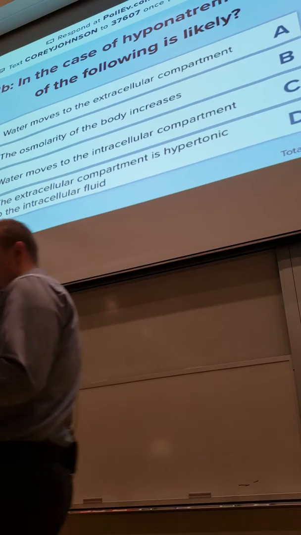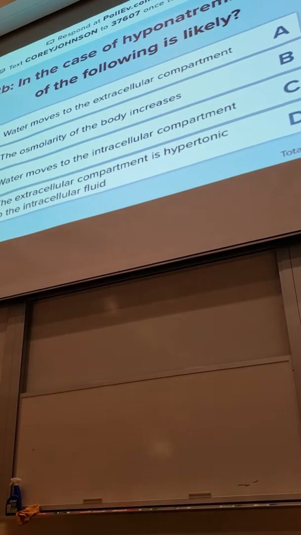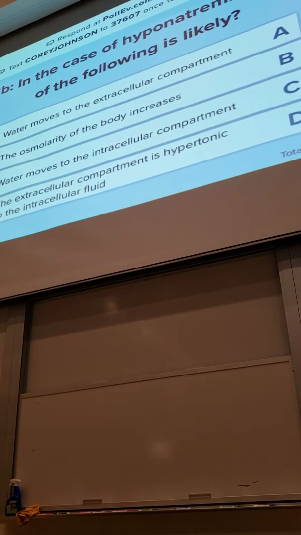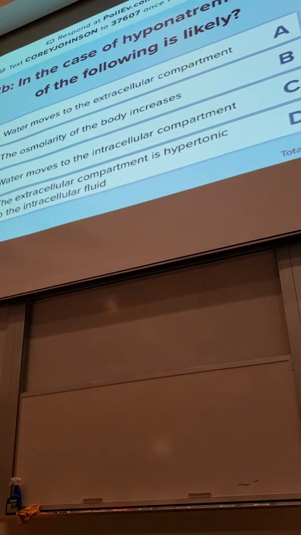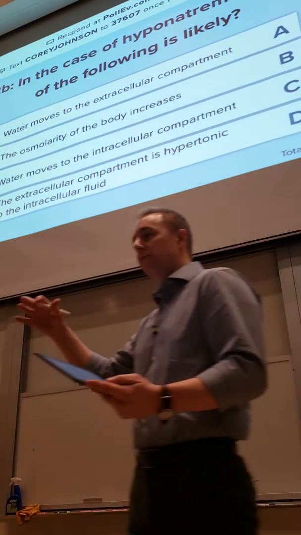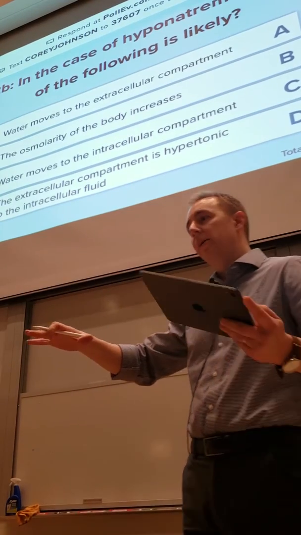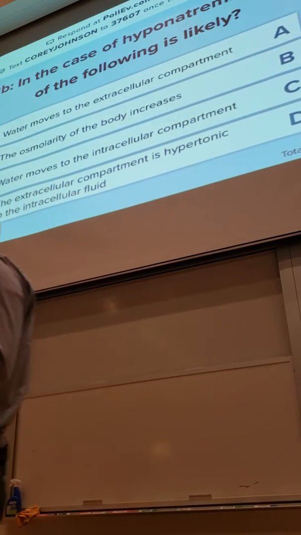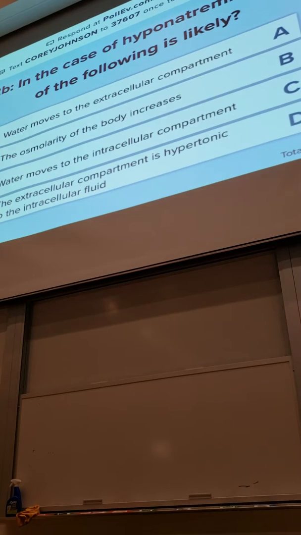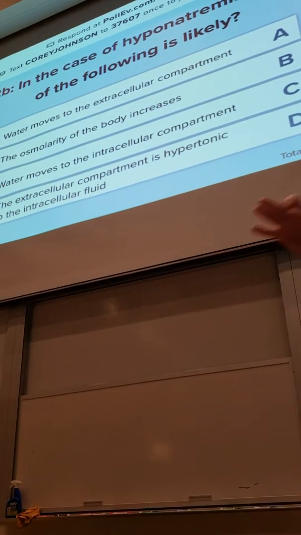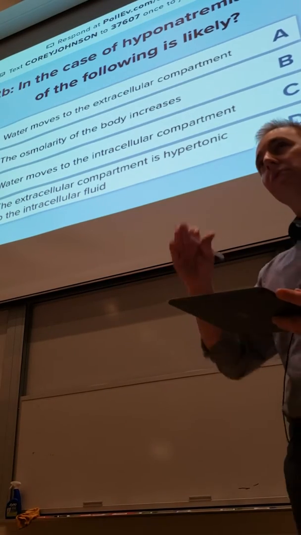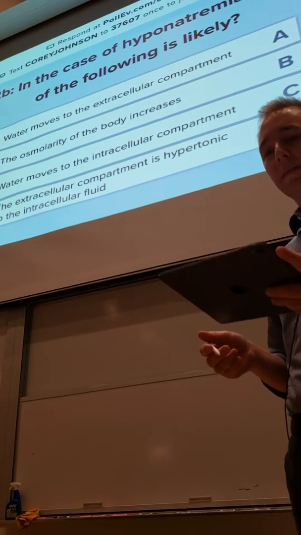Let's see, A is wrong because we're moving water in the opposite direction. What about B? What's going to happen to the total body osmolarity? It's going to go down, right? The osmolarity of the extracellular fluid is already low, and as a result, water will move. And as that water equalizes, the body overall is going to have somewhat of a lower osmolarity, not a higher.